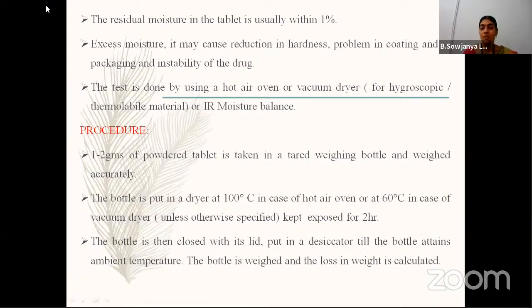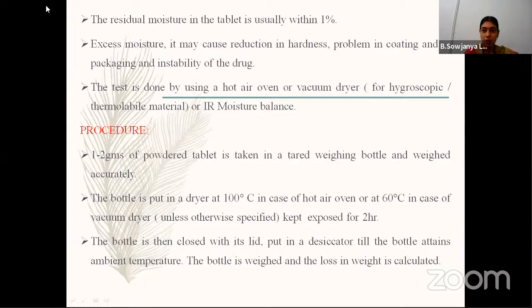The residual moisture content present in the tablet is usually within 1%. The test is done using either a hot air oven or a vacuum dryer. Hygroscopic materials or thermolabile materials are studied with a hot air oven, vacuum dryer, or an IR moisture balance. Based on this equipment, we can easily determine the moisture content of the tablet. So what is the procedure to determine the moisture content present in a tablet?